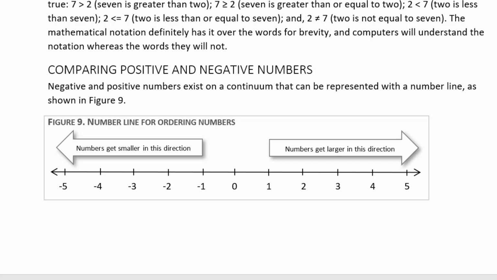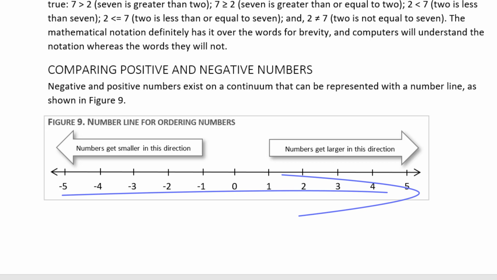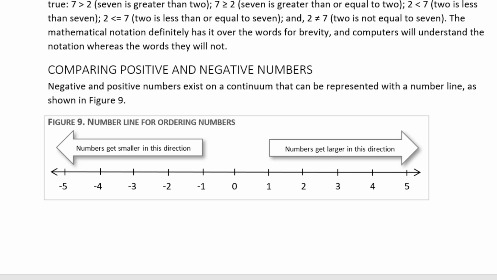The key with a number line, the really, really useful thing about a number line, is that numbers get smaller as you move to the left, and numbers get larger as you move to the right. This is true no matter where you are on the number line. The number line, as we're looking at it, also shows another important feature of numbers, which is their symmetry around 0. So 0 is sort of theoretically the center of the number line if you think of the number line going from left to right.